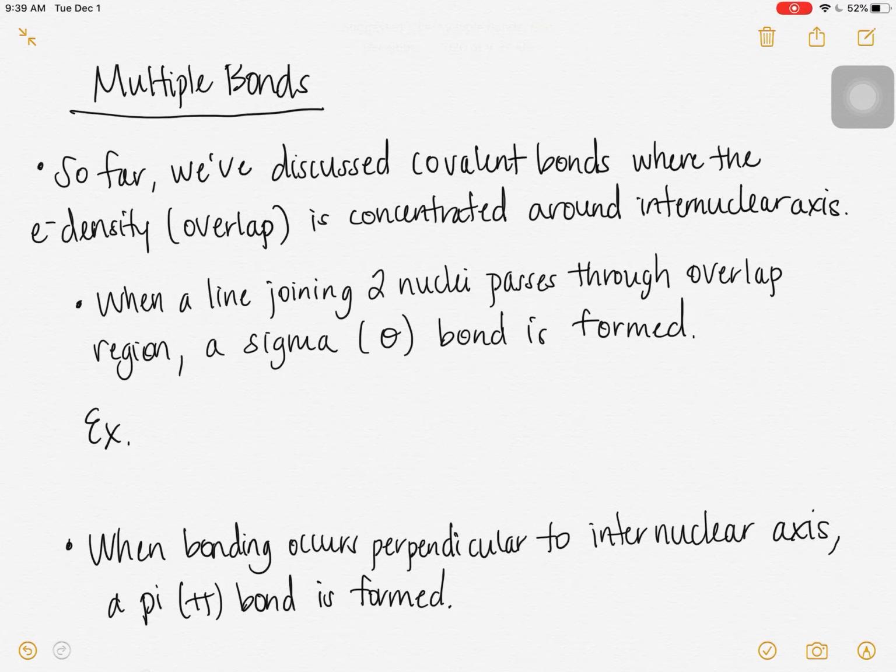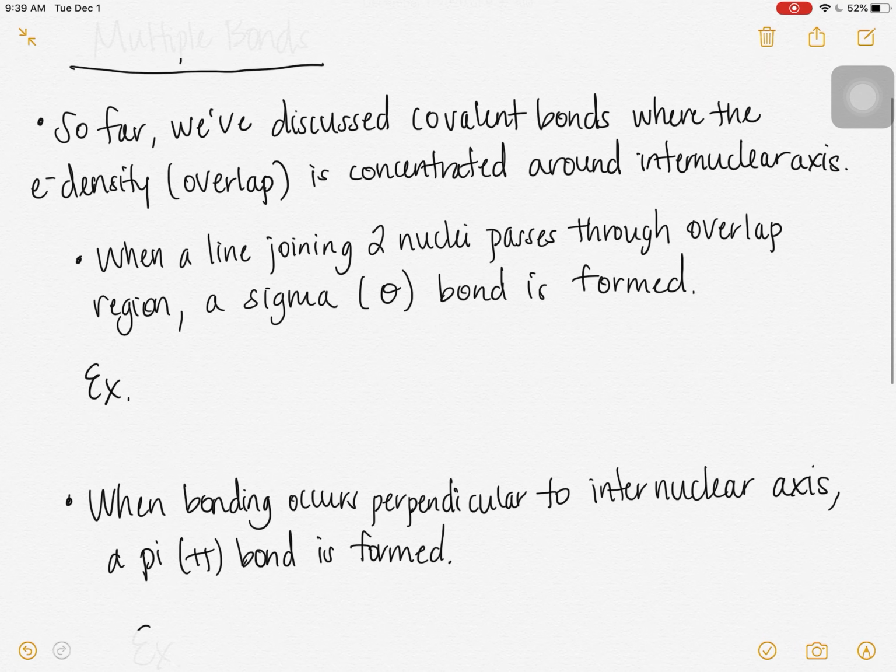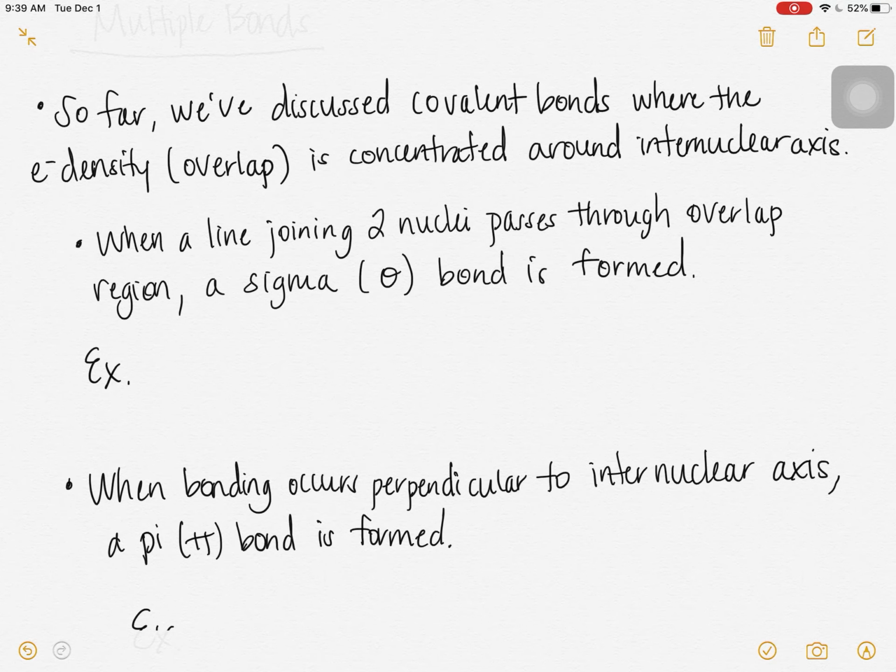So before we truly get into talking about double and triple bonds, we're going to talk about something called sigma and pi bonds. I have a couple notes written here, and the first thing that I've said is, so far we've discussed covalent bonds where the electron density, or the overlap, is concentrated around what we're going to call the internuclear axis. And so what the internuclear axis is, I'll show you.